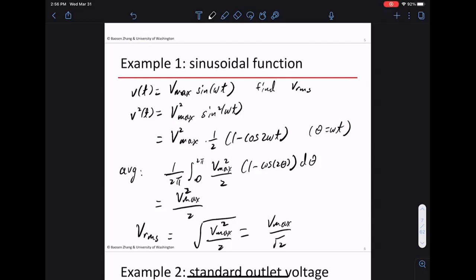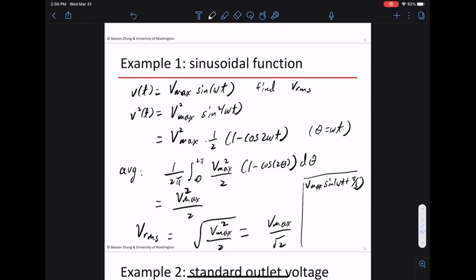All right, so then a good follow-up question is, if I add a phase to this, does it change the RMS voltage? How about instead of sine omega t, we have V max sine of omega t plus pi over 3. Does the RMS value change? So I introduced a phase.